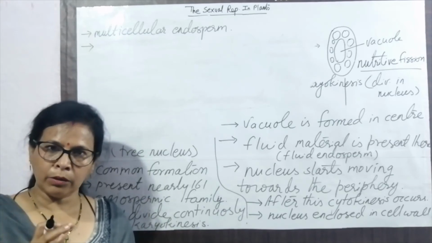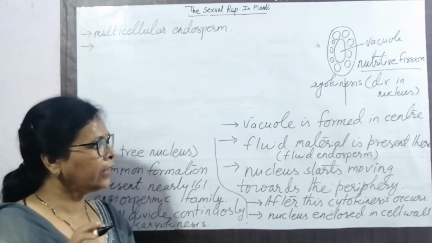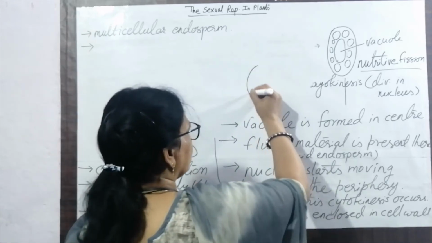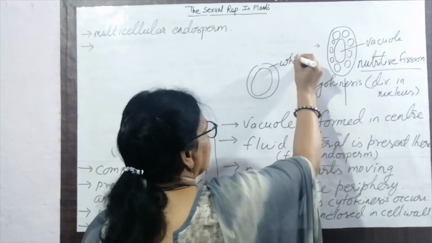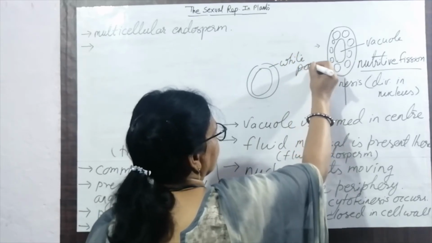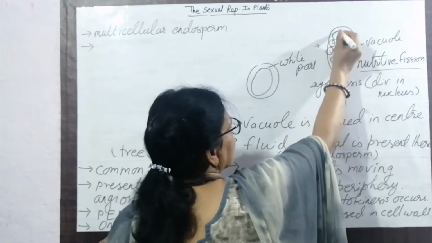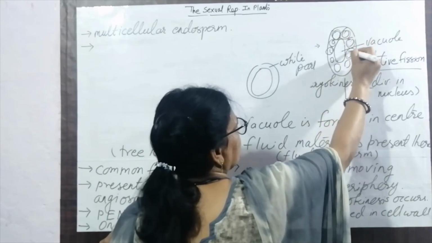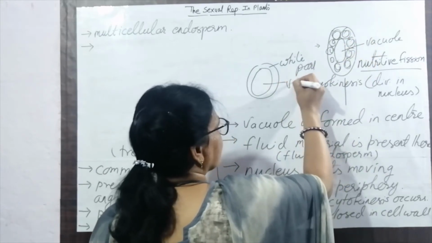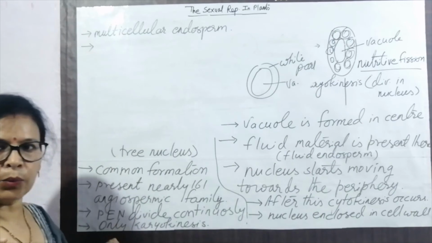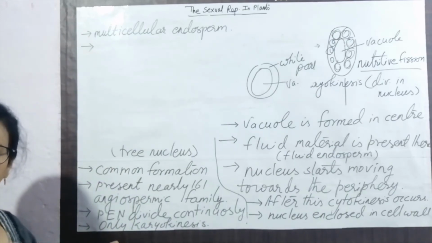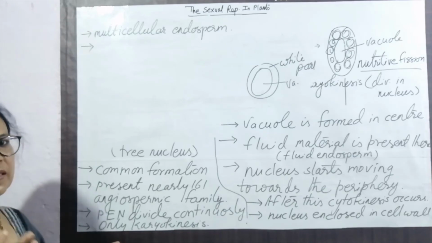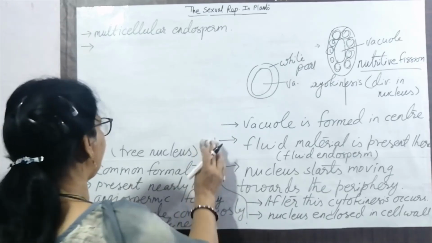Now, what happens in the coconut? I must explain it clearly. Two layers are there. This is the coconut, and this is the white part. This outer part is the nuclei enclosed in cell wall, and the inner part is the vacuole, which contains the liquid, the edible and drinkable part. This type of endosperm formation is present in sunflower, coconut, and wheat.